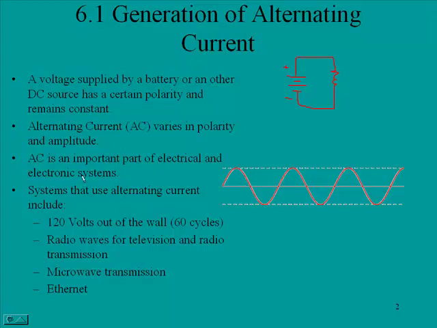AC is an important part of electrical and electronic systems. Systems that use alternating current include 120 volts out of the wall, and sometimes this is referred to as 60 cycles because it alternates 60 times a second. During the positive cycle, current is flowing one direction, and during the negative cycle, it is flowing in the opposite direction. Radio waves for television and radio transmission use alternating current. Microwave transmission, Ethernet, all of these are examples of alternating current.